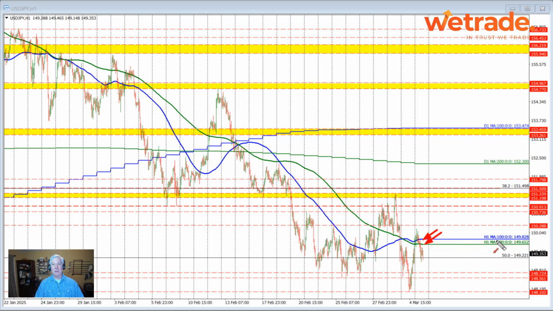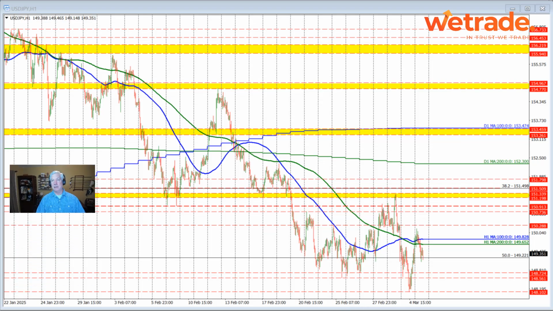We're going to need to get above those two moving averages on the top side to increase the bullish bias for the dollar versus yen. As you can see, we're still nearer the lows for the dollar versus yen. So be aware of that dynamic as well, that the pressure seems to continue to be on this currency pair.